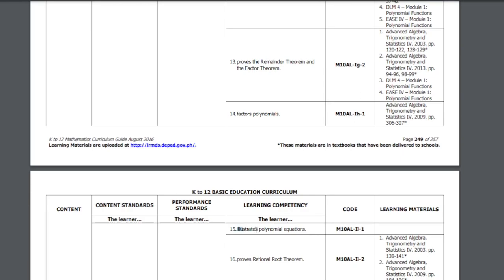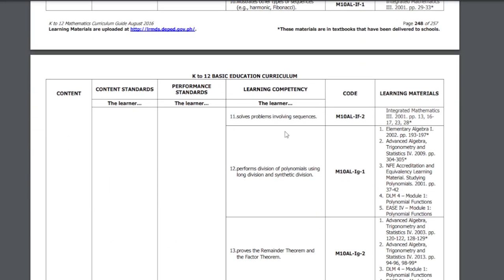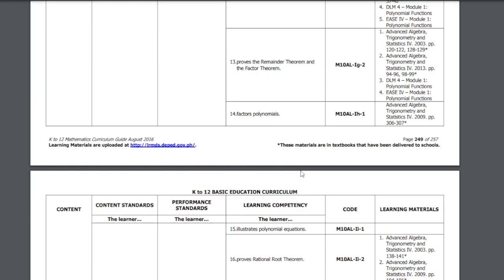Then we're going to illustrate polynomial equations. And of course, prove rational root theorem. And of course, the last two would be solving. First one would be equations. Second one would be word problems. And a total of 18 or more videos would be on the first quarter. If you want to read it, just pause the video.